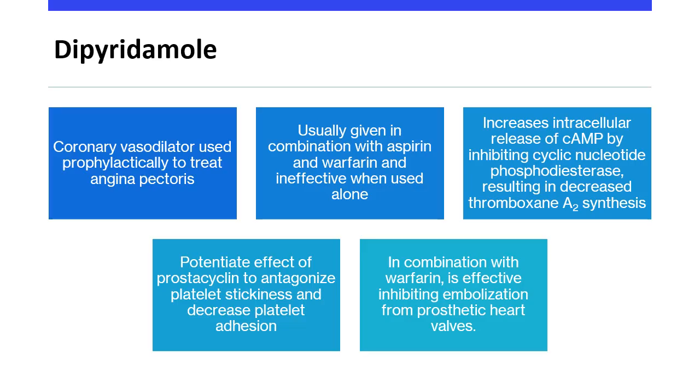And lastly, dipyridamole. It is a coronary vasodilator used prophylactically to treat angina pectoris. It is usually given in combination with aspirin and warfarin and is ineffective when used alone. It increases intracellular release of cyclic AMP by inhibiting cyclic nucleotide phosphodiesterase, resulting in decreased thromboxane A2 synthesis.